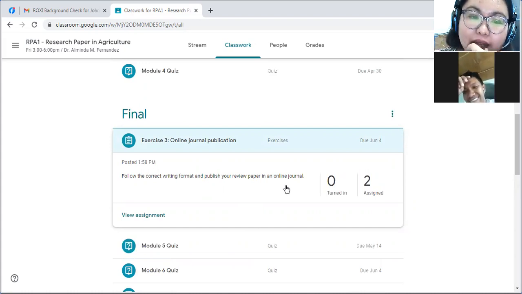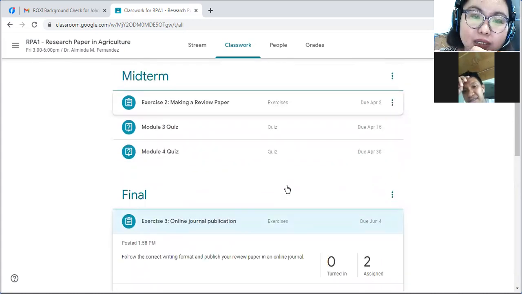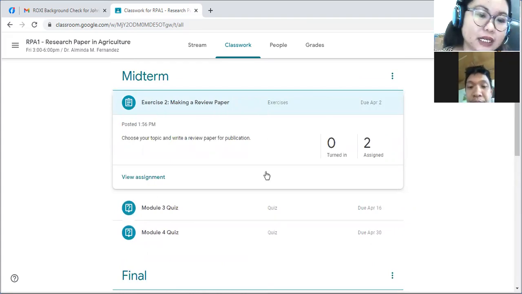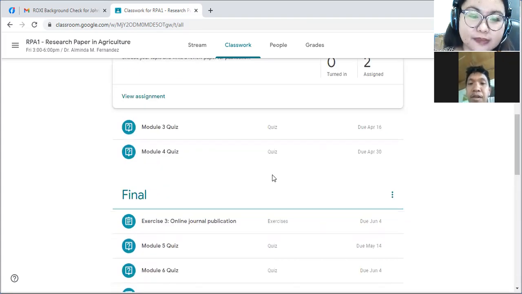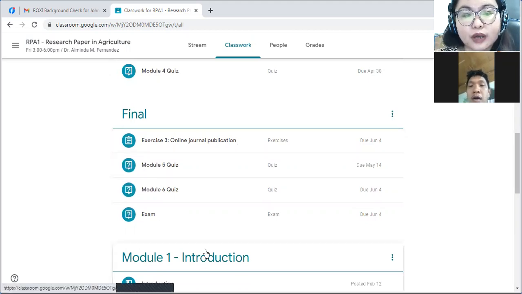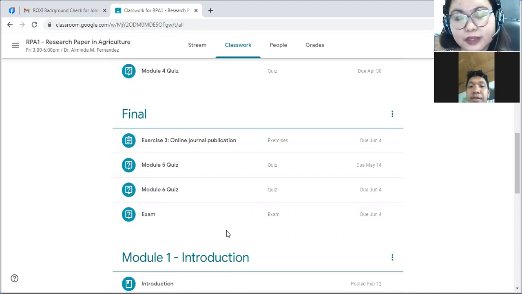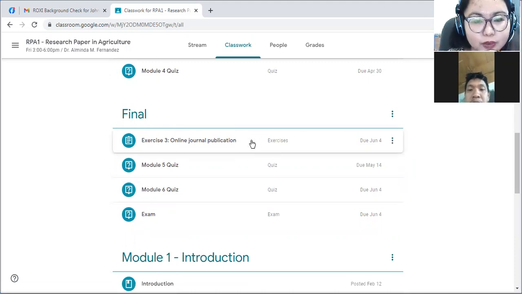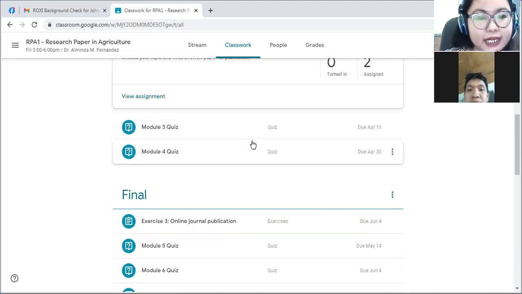Every time, the exercise here is the midterm, Exercise 2. The review paper that you write, I will check it first, of course, before you submit it to the journal. But during the process, you will do a lot of reviewing. Then you will upload it online.